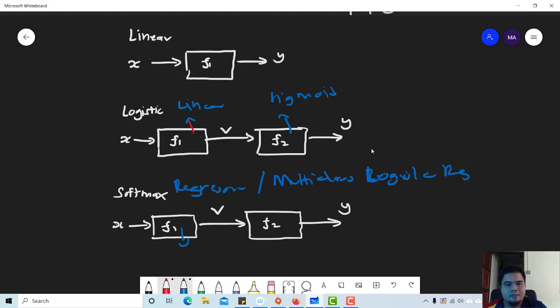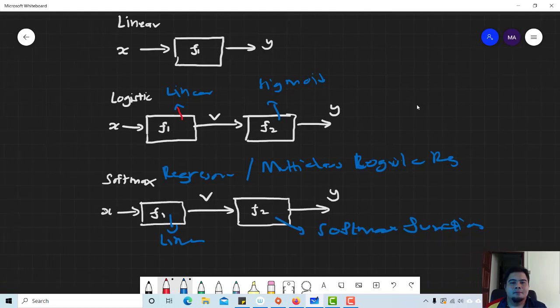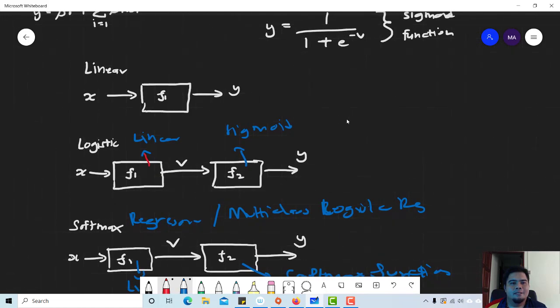Here it is actually the same linear function. However, this one uses what we call the softmax function. So you can see over here, just by changing f2, it will change the name of the model. That is one thing you need to realize. Another thing is that among these three, the one that consists of only one function is linear regression, because you only have f1, which is your linear function.